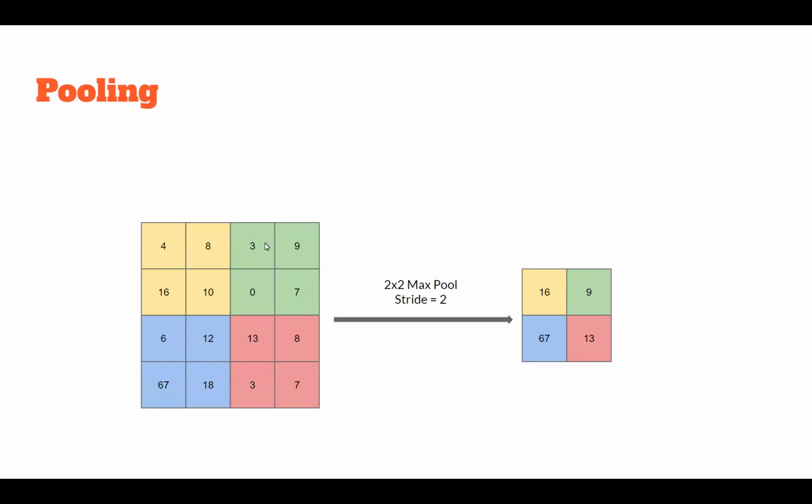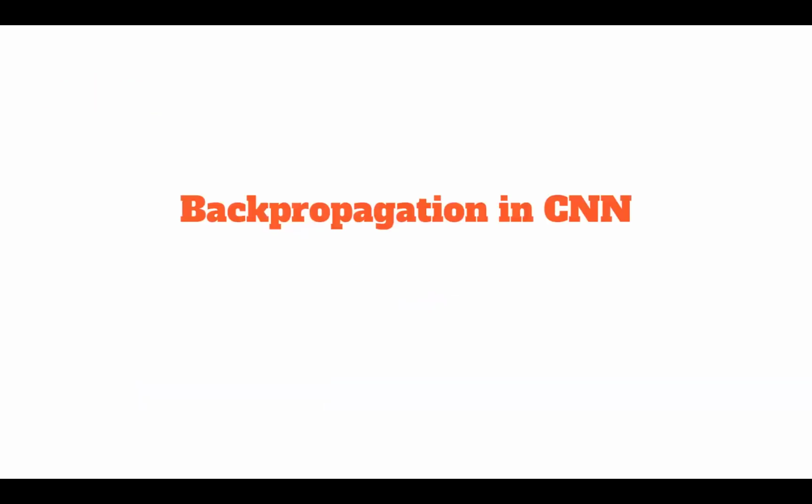Then after stride 2, you go to 3, 9, 0, 7. Your max value is 9, so you take 9. Similarly, you take 67 from the one below and 13 from the next. For mean pooling, you just calculate the mean: 4 plus 8 plus 16 plus 10 divided by 4, and you get 9.5. For the others, you get 4.75, then 25.75 and 7.75 respectively.